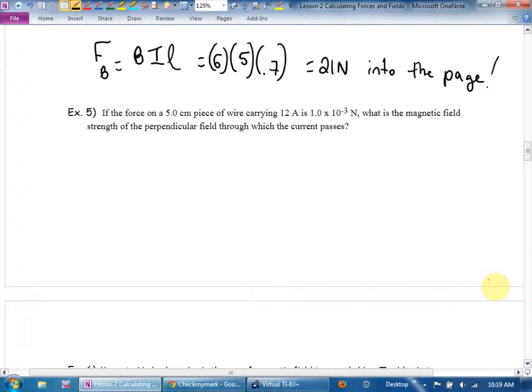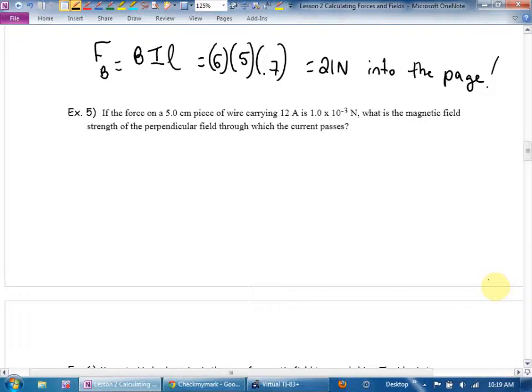If the force, example five, if the force on a 5 cent... is that okay for direction, right? You've got to practice these. I'm not going to help as much because you guys haven't worked your way and struggled your way through the right-hand rule assignment that I gave you. You really need to. Example five.